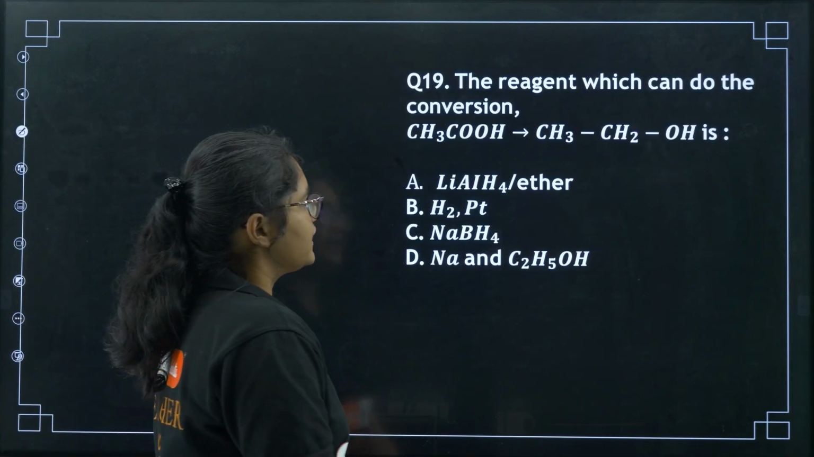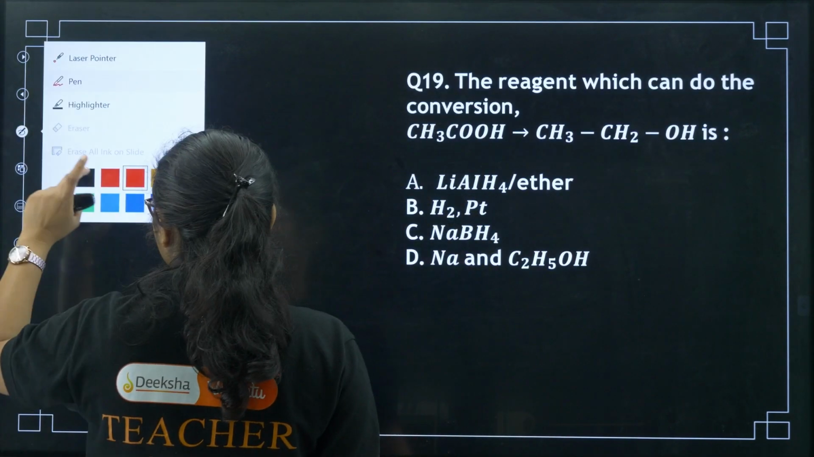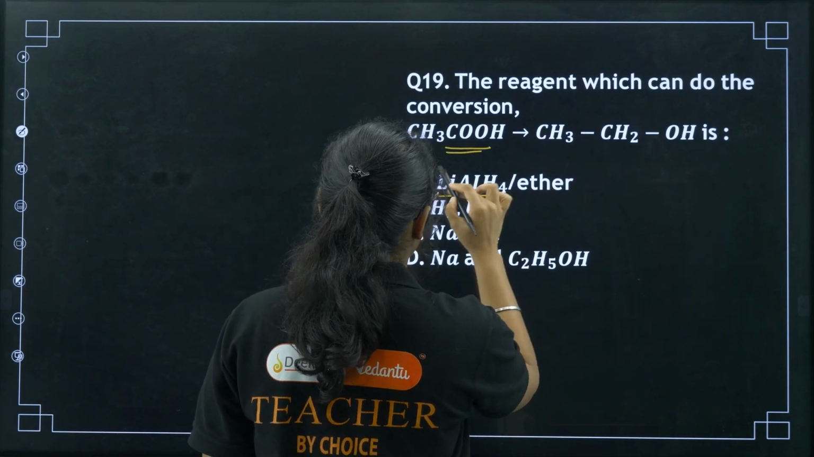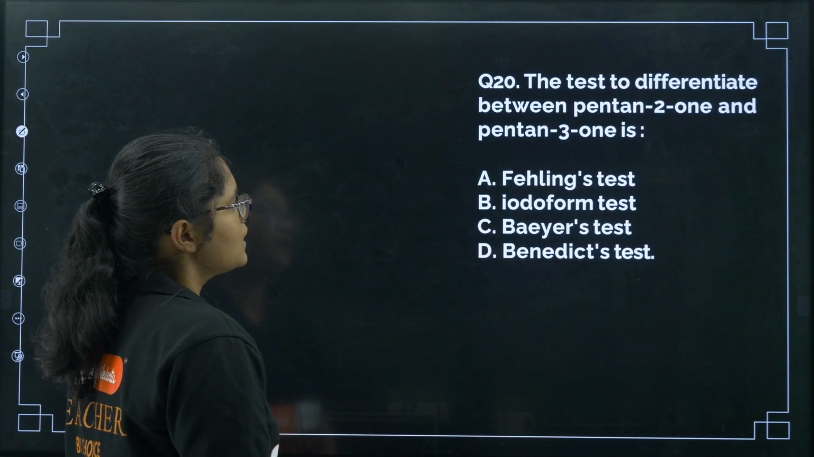Next question, the reagent which can do the following conversion. So we have the reduction of acid group, that will be done by lithium aluminum hydride, option number A.